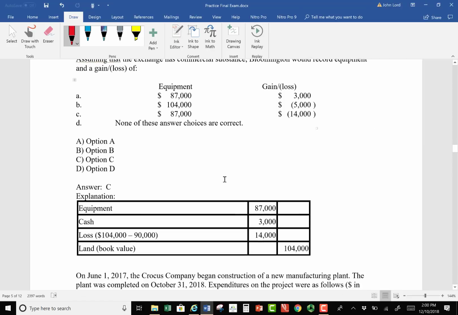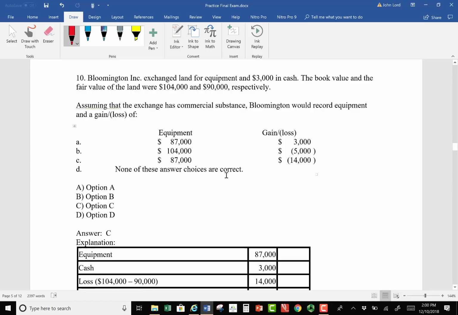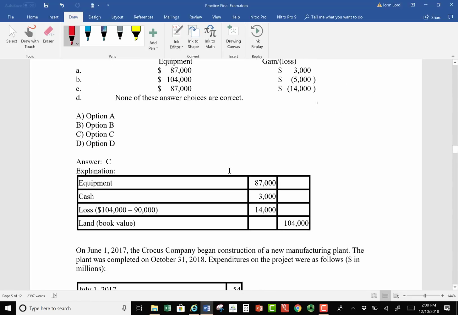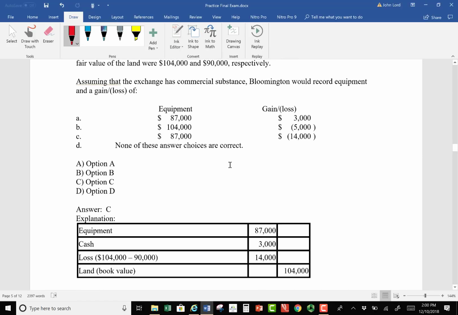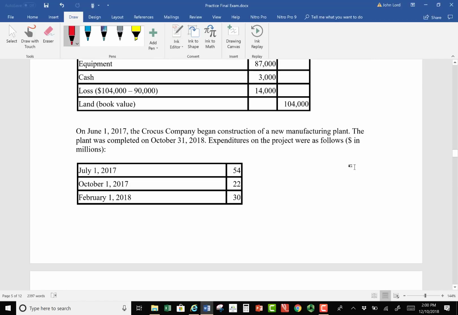Well, how is this one different than the other one? Same exact question? Okay, well, I loved it so much I put it on there twice. I think maybe what I was thinking is if it lacked commercial substance, it's the same thing. Maybe I was going to change it to lacking commercial substance. You still take the loss, don't you? Okay. So there would be no difference there between lacking and having. Okay. All right. So that's it for those.